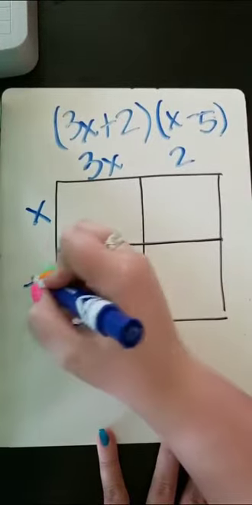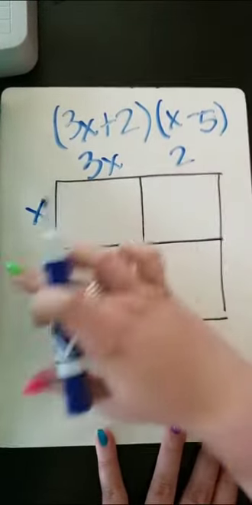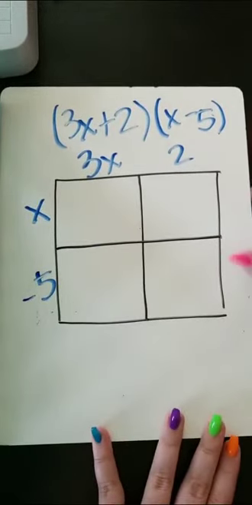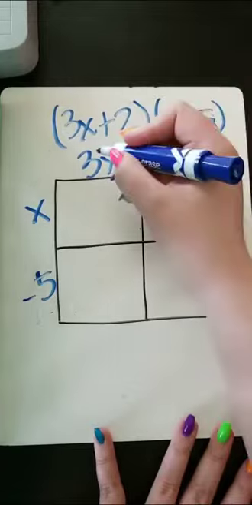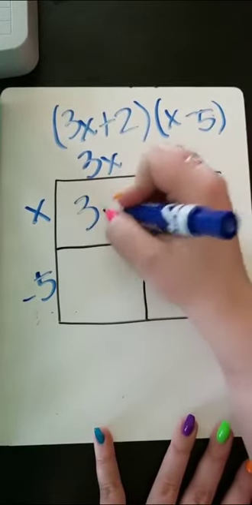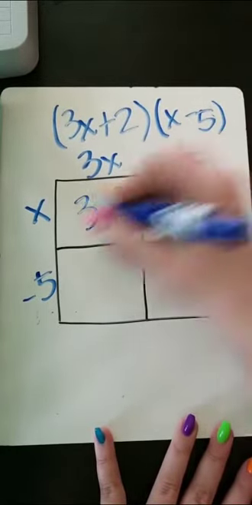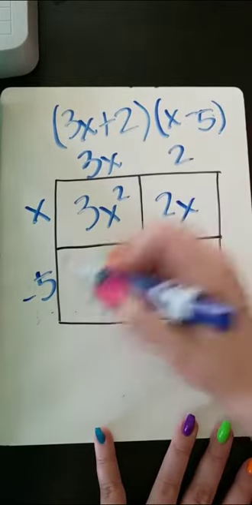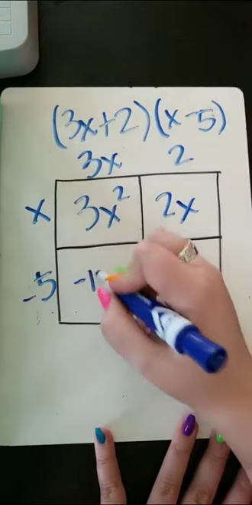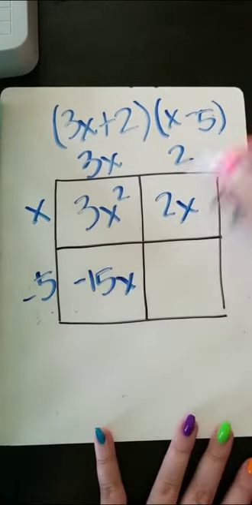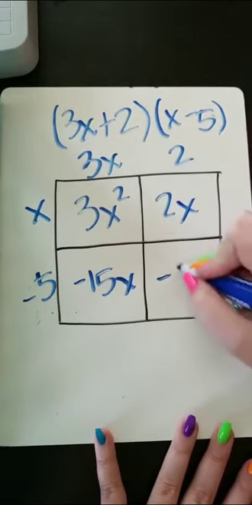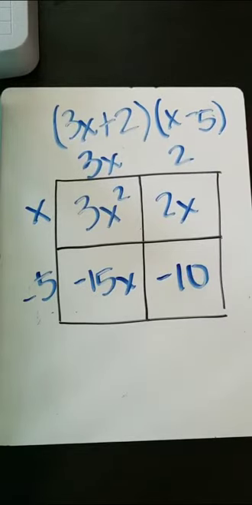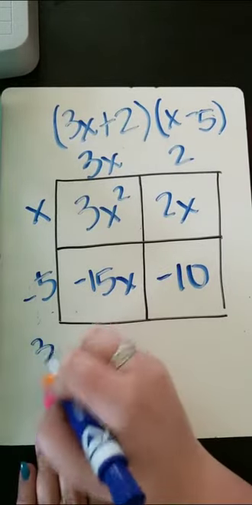Same thing, I'm going to take my binomials and put each piece in each part of the square. Then I multiply my boxes. 3x times x is 3x squared. 2 times x is 2x. 3x times negative 5 is negative 15x. And 2 times negative 5 is negative 10. Then I can write this out.